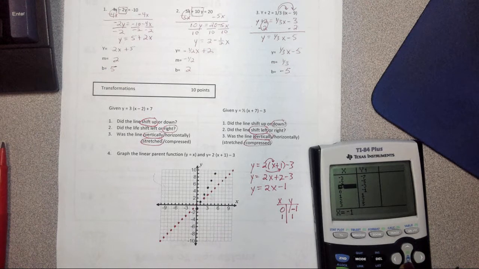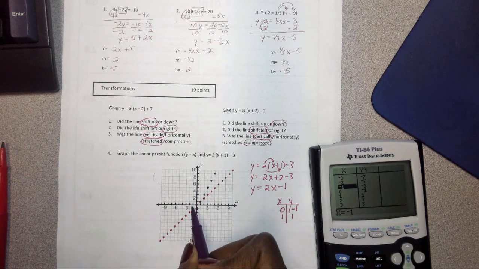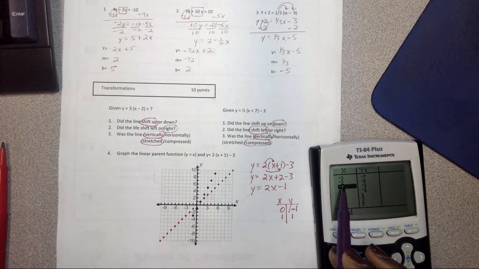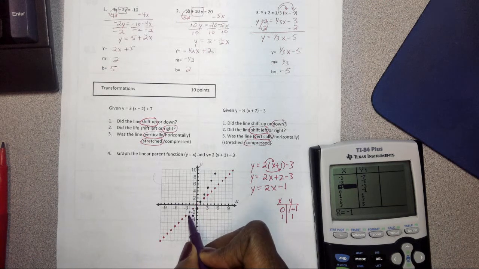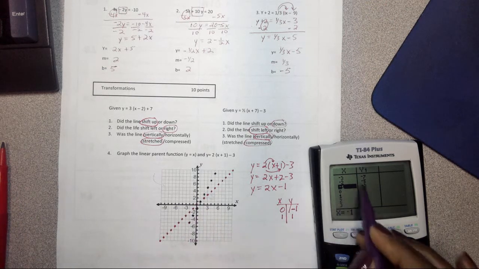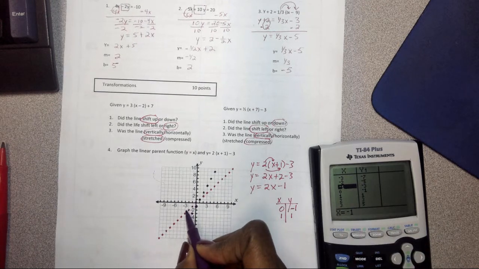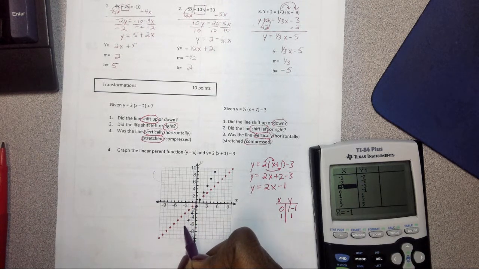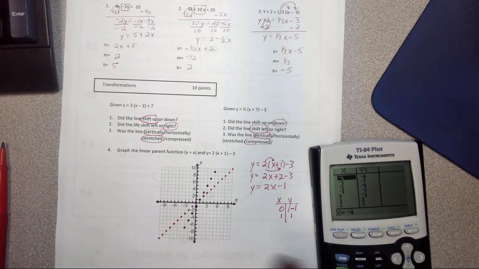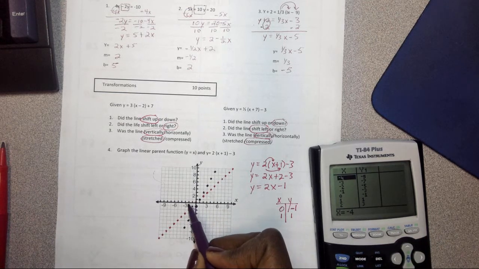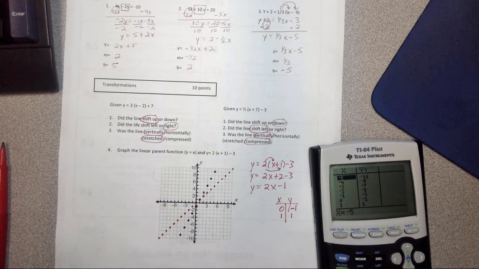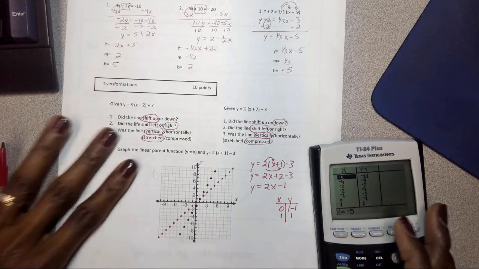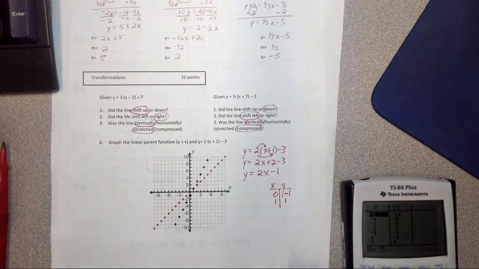So I had negative 1, negative 3. So go back 1, go down 3. Negative 2, negative 5. Go back 2, go down 5. 1, 2, 3, 4, 5. Negative 3, negative 7. Go back 3, go down to 7. Negative 4, negative 9. Go back 4, go down to 9. And that's as far as I can go and still stay on the graph. So that's how I graph it.